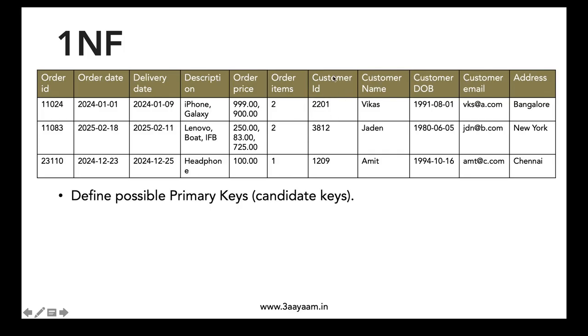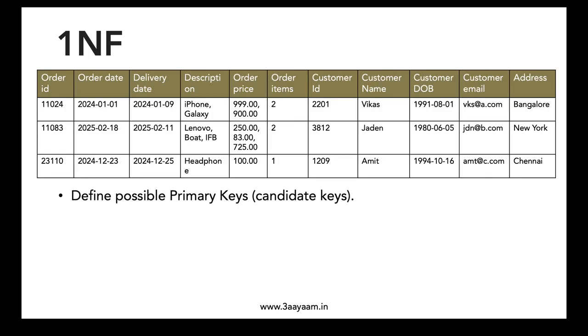So it does not make sense to use customer ID as a primary key. As of now, the candidate or possible primary key is only order ID, and maybe order date also. Seems like order ID would be unique throughout, so I'll use order ID as the possible primary key.